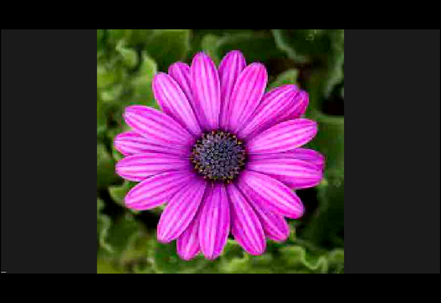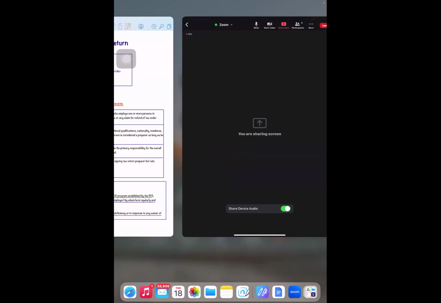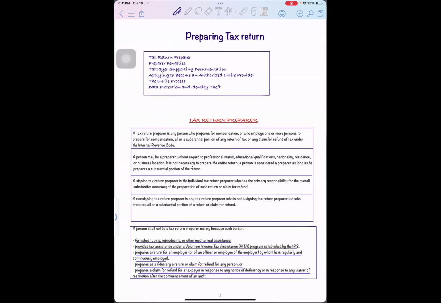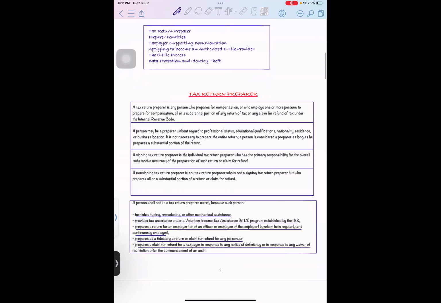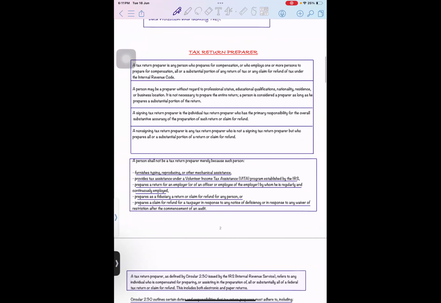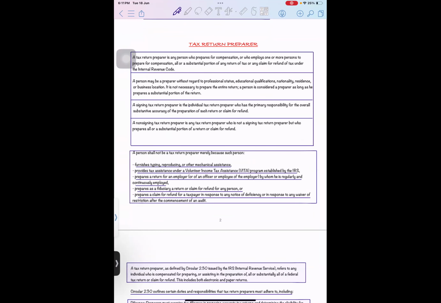Okay. So in yesterday's session, we have just done the basic overview of what we mean by tax preparer. As per the IRS, the tax preparer is defined based on a few criteria. What were the criteria? First, simply compensation. Second, the person who is going to prepare the substantial part of the tax return. Third, we saw the definition of signing partner, and fourth, the non-signing partner.